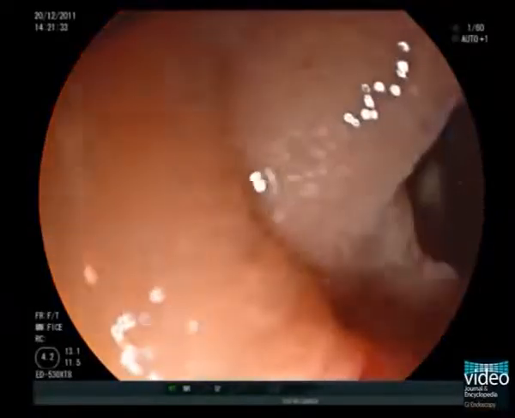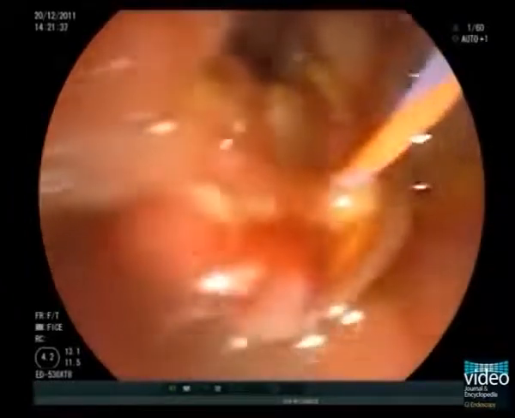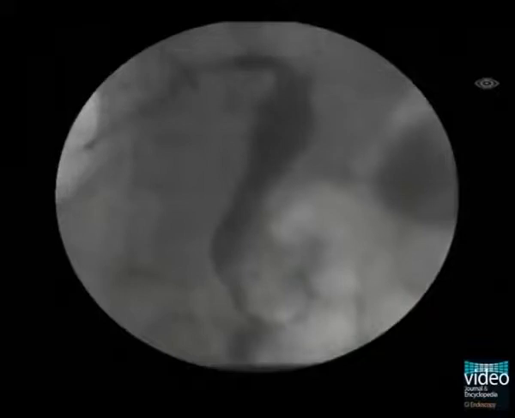In a last step, we place a plastic stent to guarantee optimal drainage of the bile. This is a very individual decision that is based on the clinical situation with jaundice and considerably bad physical condition of the patient.